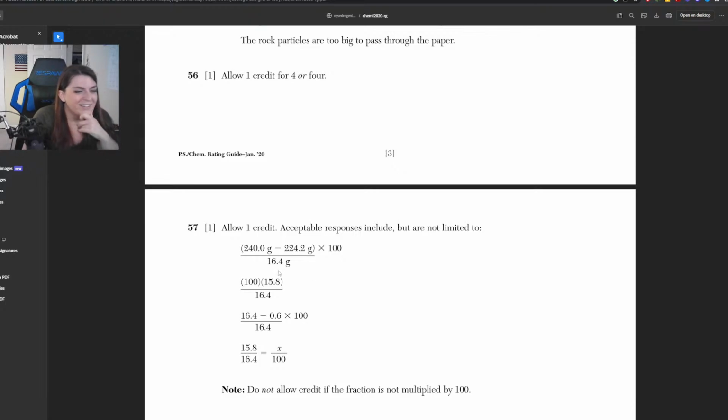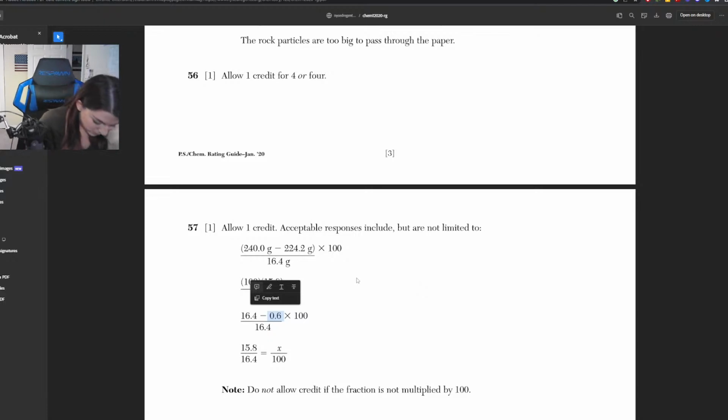Divide that by the 16.4. That's the whole thing. They do 100 times, so the 100 goes in the numerator instead of out to the side. I don't know where the 0.6 comes from, truthfully. 16.4 minus 0.6 is 15.8. I don't know where the 0.6 is coming from, though. If they say it's an acceptable answer, then it counts. I just have no idea where it comes from.